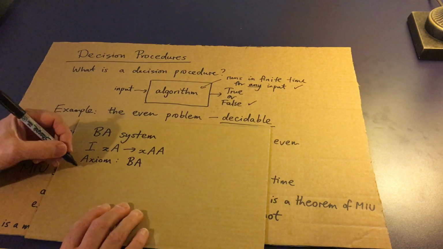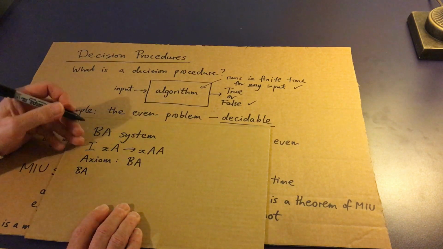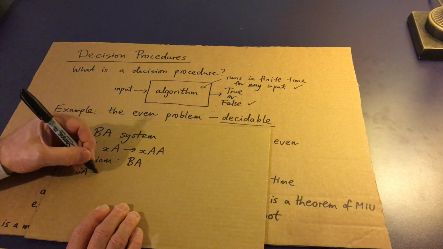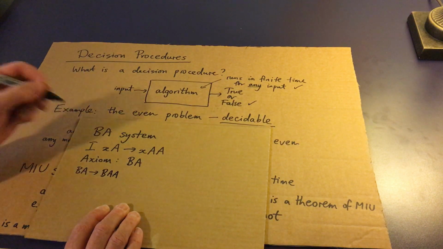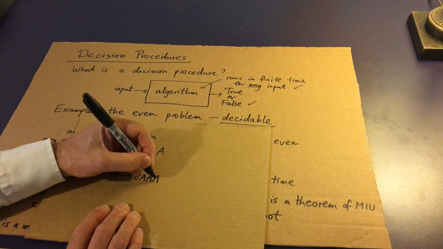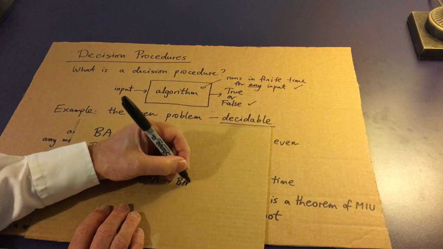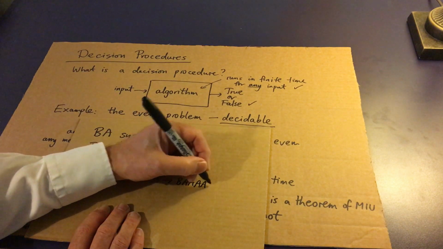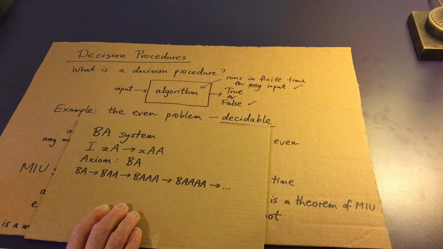So what you can see is that you can start with the axiom BA. You can apply the rule, which gives you another A, BAA. You can apply that again and get BAAA. You can apply this again and get BAAAA, and so on and so forth, making lots of sheep noises.